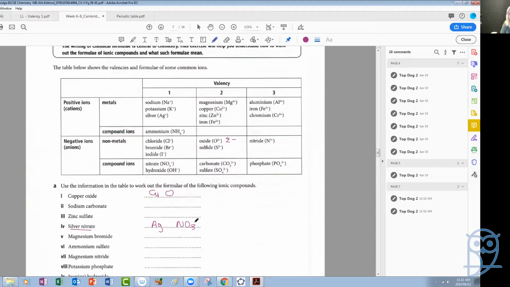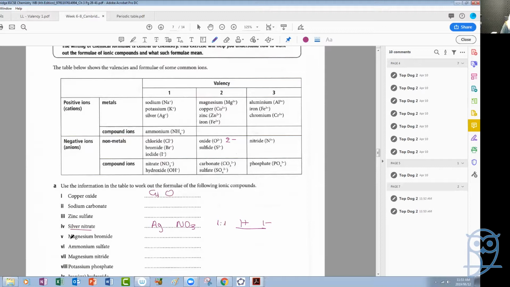So it's +1, -1, which means, I wrote it too far away, but nevertheless, the formula for silver nitrate is this one. We don't need to write any extra numbers to indicate how many atoms of this or how many compound ions of that we need. It's 1:1. So the ratio is 1:1 because they have the same valency. The one has +1 and the other one is -1. So the ratio in which they combine is 1:1.